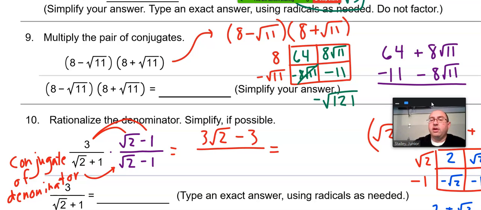Oh, you know what's going to happen there. Whoosh, gone. And then negative radical 121, which is negative 11. So really, all we're talking about is 64 minus 11. What is that, 53? That's my final answer on this one.